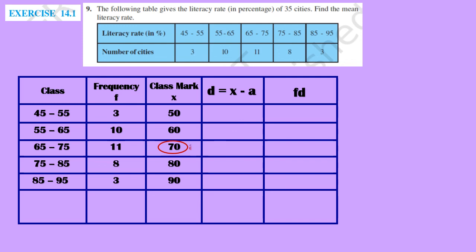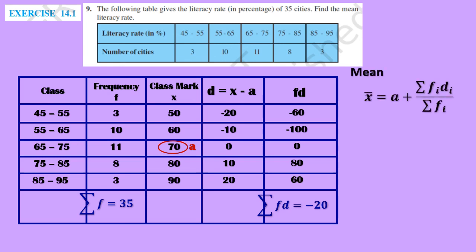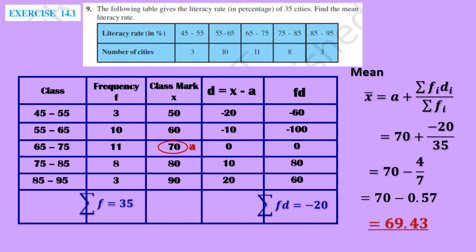So here the assumed mean is 70, that is A. So find the difference. Then find f into d. Now find the total. Total fd is equal to minus 20. So the formula is A plus sigma fd by sigma f. So 70 plus minus 20 by 35. 70 minus 4 by 7. So take the approximate value to 2 decimal places. 70 minus 0.57, which is equal to 69.43, the mean literacy rate.